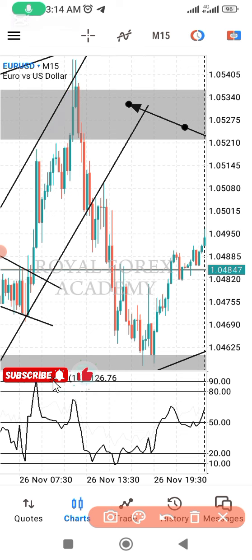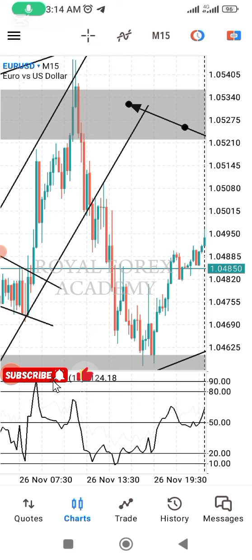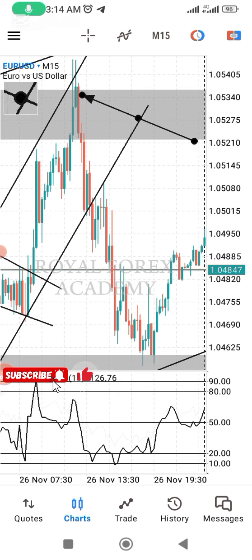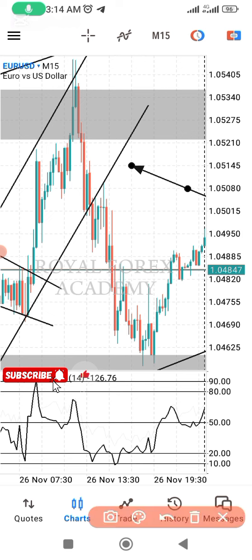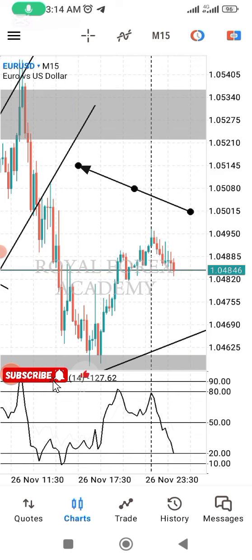So immediately we spot this divergence, we have this rejection, first candle, second candle, and then this bearish engulfing candlestick pattern. So we'll have our entry at the close of this. Our stop loss is up here. And again, very sorry, this chart is looking rough now.